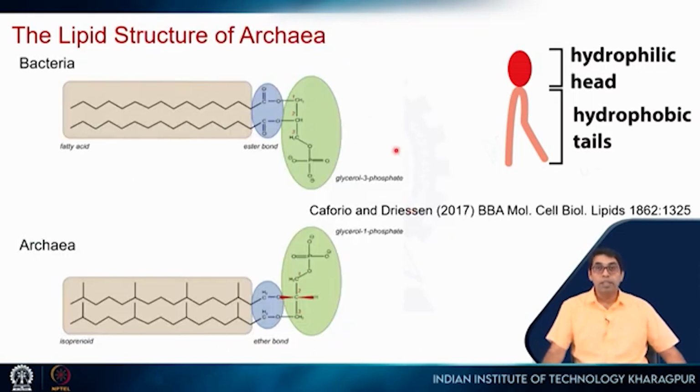I would like to point out that this is the typical structure of bacterial and also eukaryotic lipids, but in archaea, the lipids are slightly different. You can see that the fatty acid side chain here has branches, right. You can also have cyclic molecules in these fatty acid side chains. This is an ester bond that connects the fatty acid with the glycerol moiety. In this case, it is an ether bond. Here it is glycerol 3 phosphate, here it is glycerol 1 phosphate. So there are some major differences between bacterial and archaeal lipids.